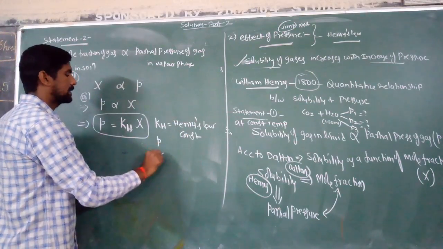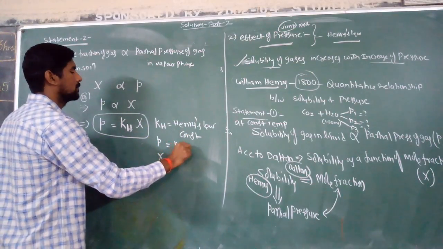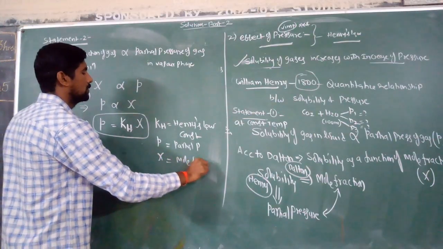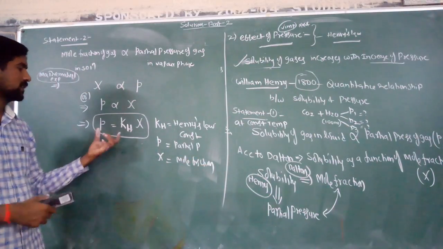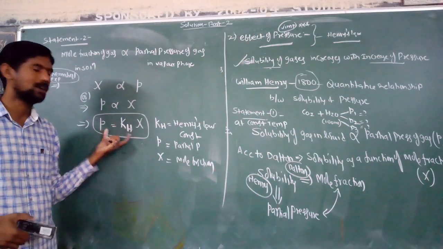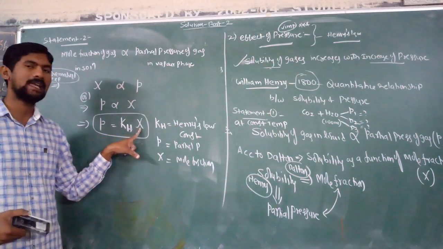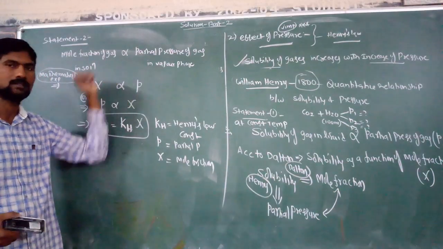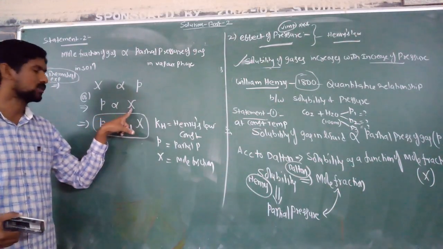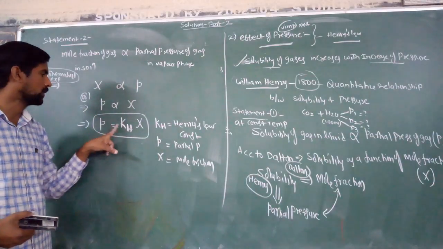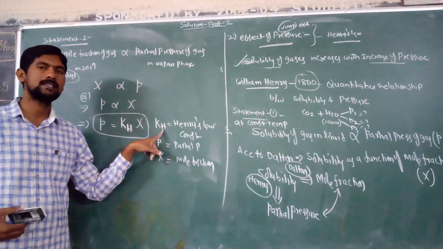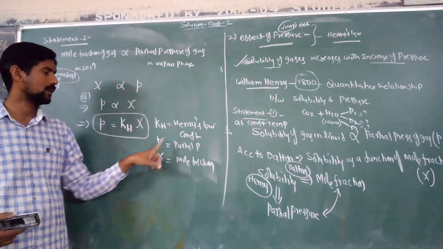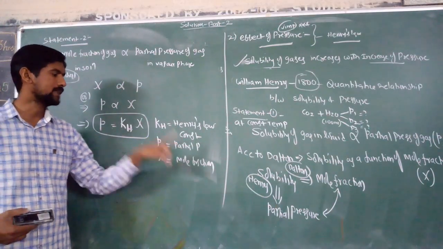You know that P is partial pressure and X is mole fraction. So what is the mathematical expression of Henry's law? P is equal to Kh into X. Partial pressure is directly proportional to mole fraction. P is equal to Kh into X, where Kh is the proportionality constant, which is known as Henry's law constant, P is partial pressure, and X is mole fraction.